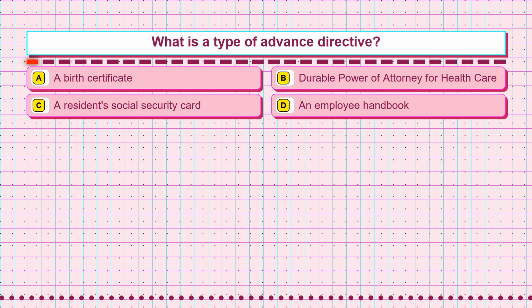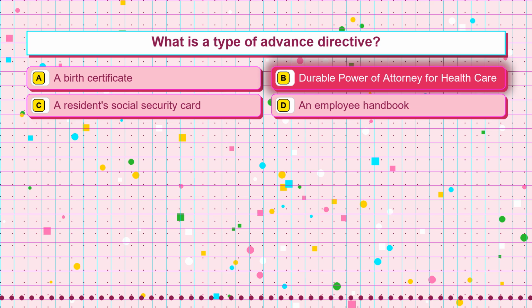Question 12. What is a type of advance directive? Option A. A birth certificate. Option B. Durable power of attorney for healthcare. Option C. A resident's social security card. Option D. An employee handbook.